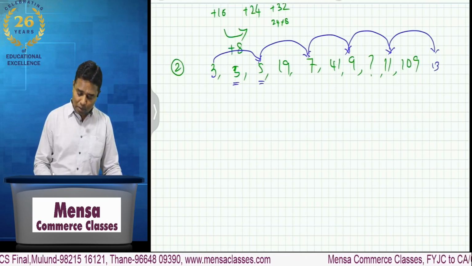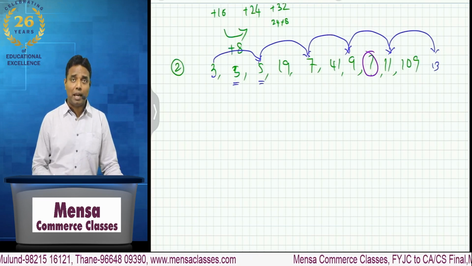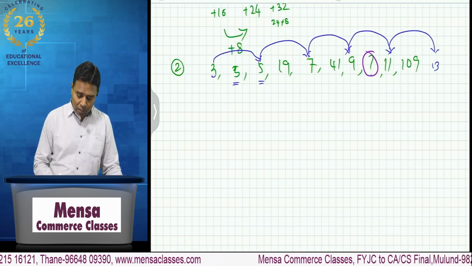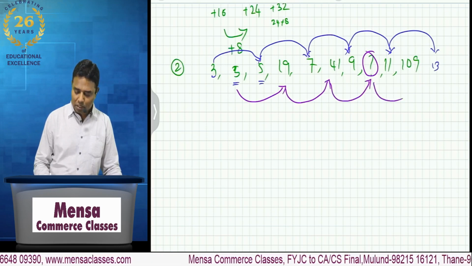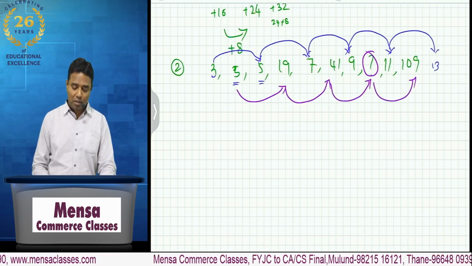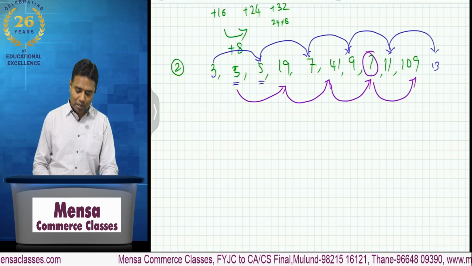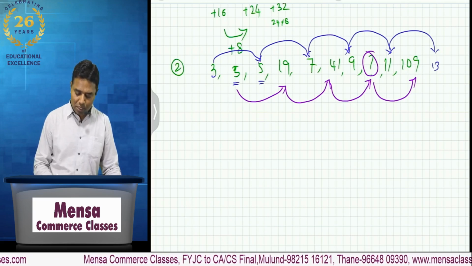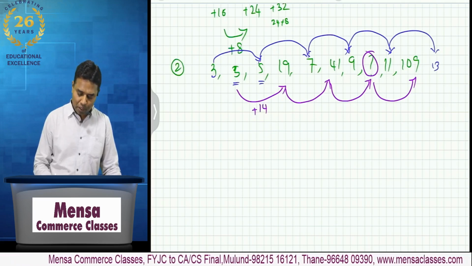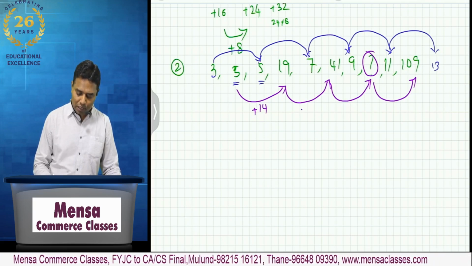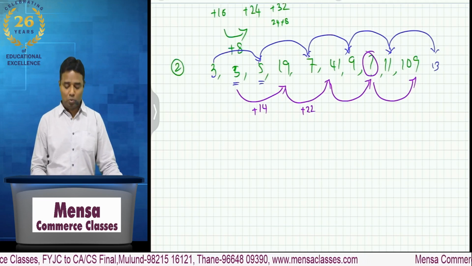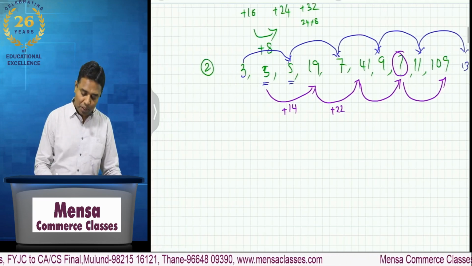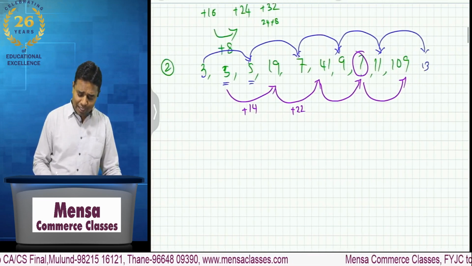But the number we want does not belong to that series. So let's find out. Here it is 19, then 41, then the missing number, then 109. What is the pattern here? 5 is becoming 19, so plus 14. 19 is becoming 41, that is plus 22. 41 is becoming question mark, we don't know. Let's find out the increase. It is again not increasing by the same number.